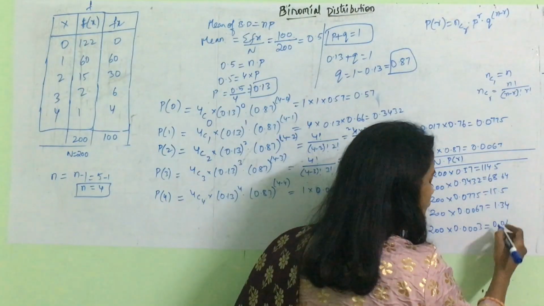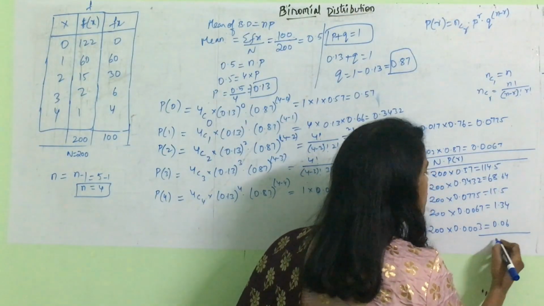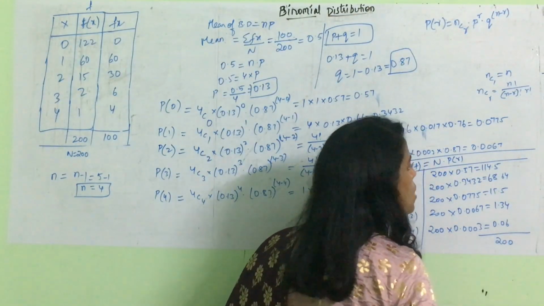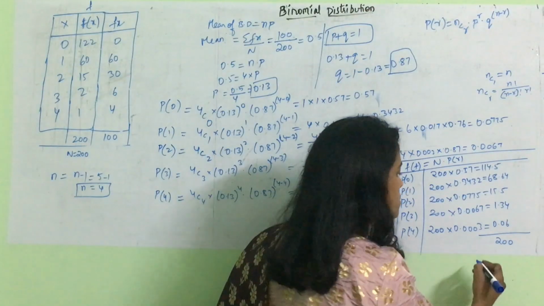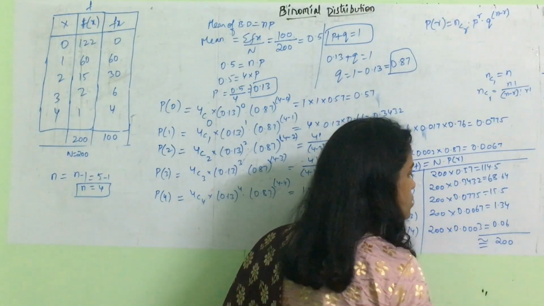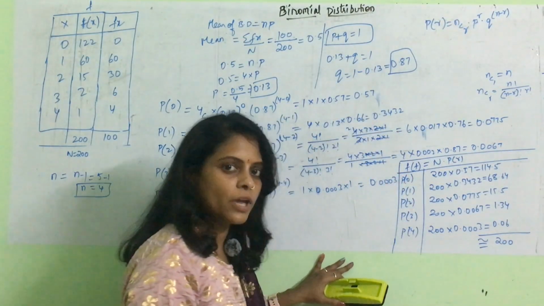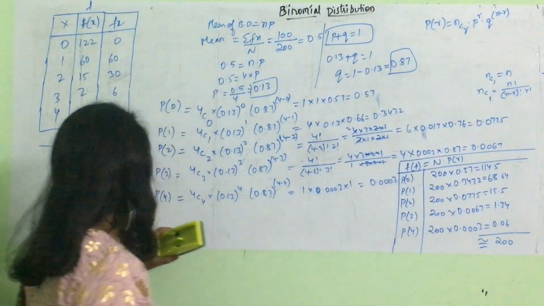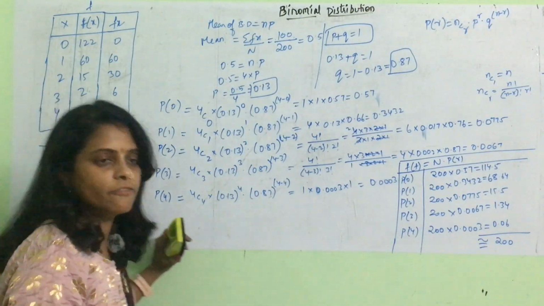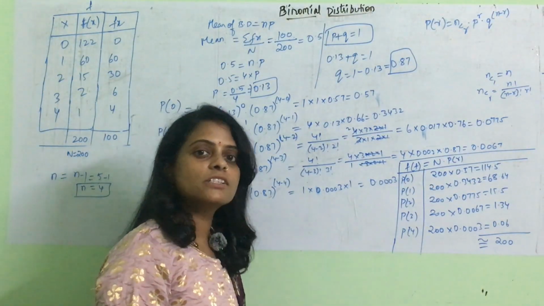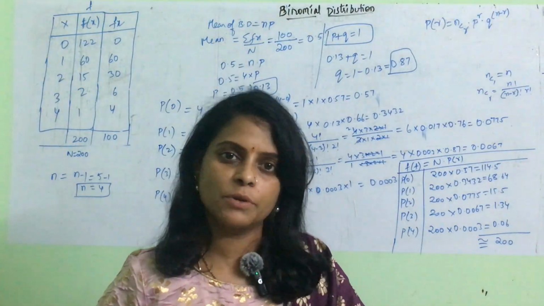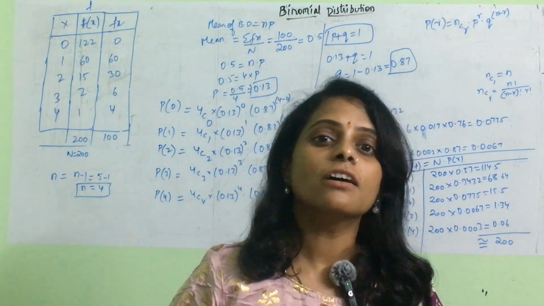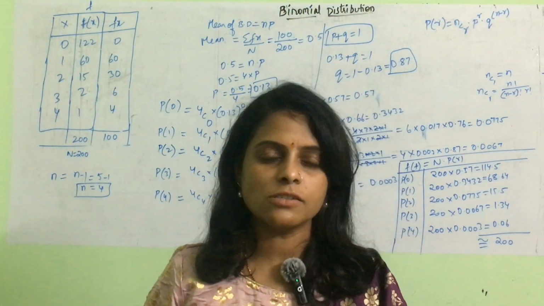So when we add all these values, we will get the value 200. Approximately it will be roughly 200. So this is equal to your n value. So that is your binomial distribution, where your result will be either a success or a failure.